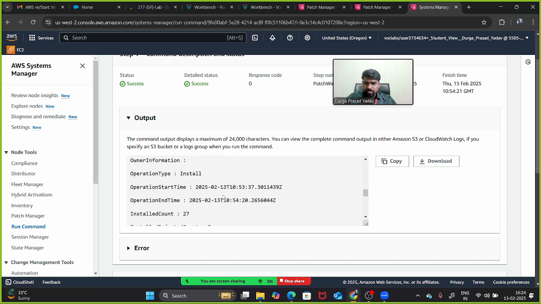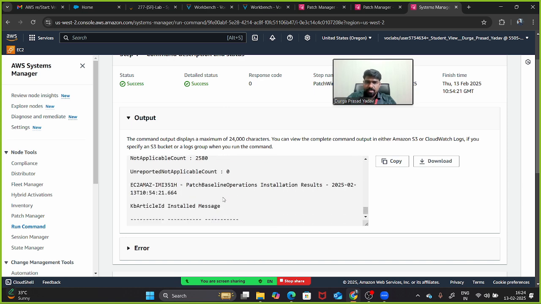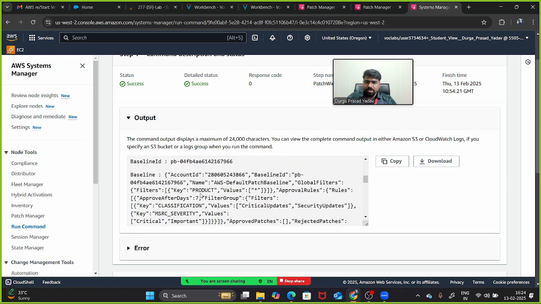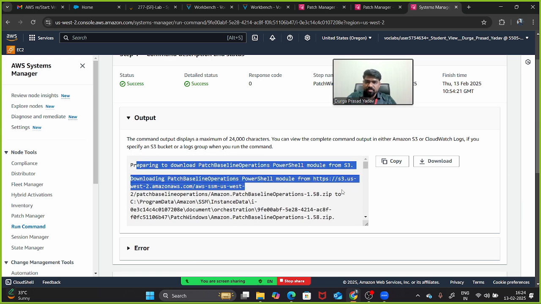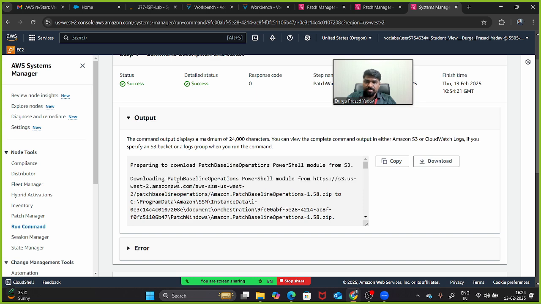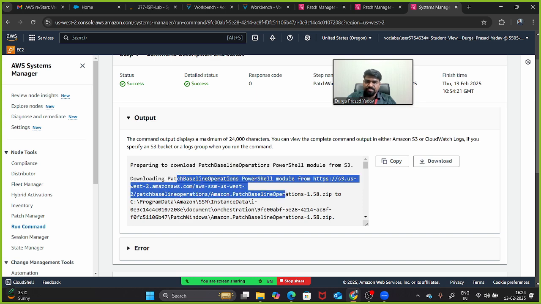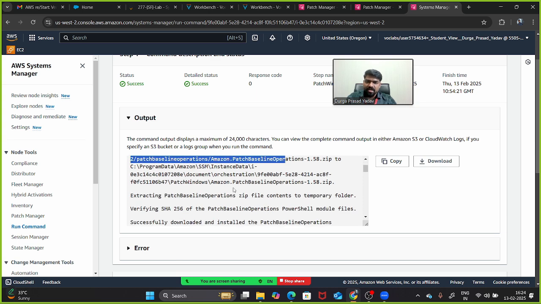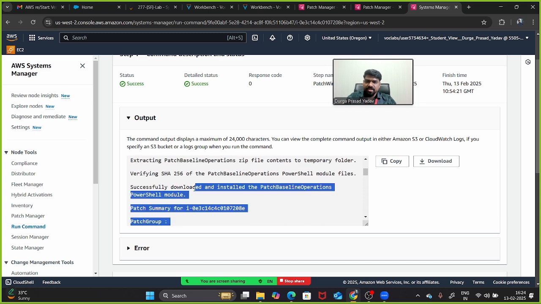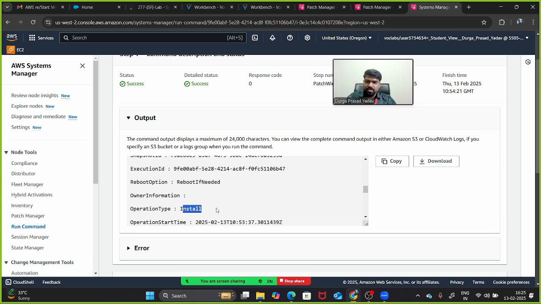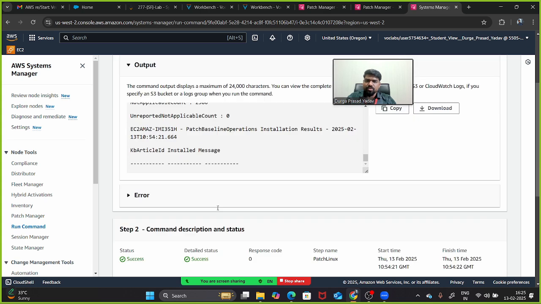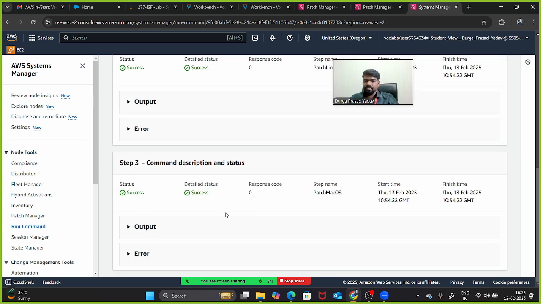This is the output we are getting. See, this is how it is working, guys, as you can see. Preparing to download the patch baseline. So from here, downloading patch baseline, PowerShell. By using PowerShell, a few commands are running inside, and after that we have successfully downloaded this and installed it, and the operation is installed. This is what is happening internally.